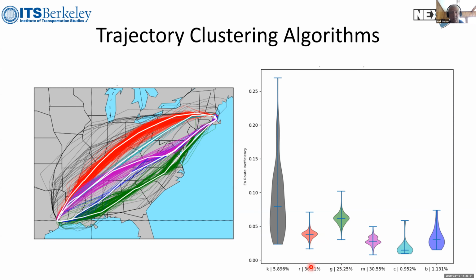We see that in this particular case, there are 3 quite common routes, and then 2 less common ones. And we also see that about 6% of the flights are not clustered at all based on the DBSCAN. And those tend to be more inefficient, with the median about 8%. So there's one example. Here's another example.